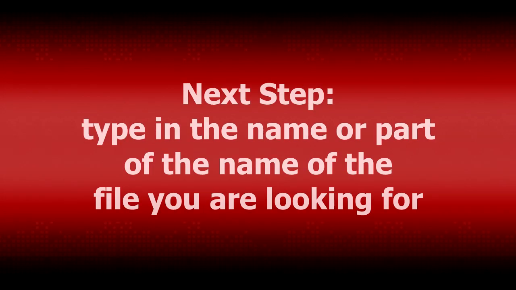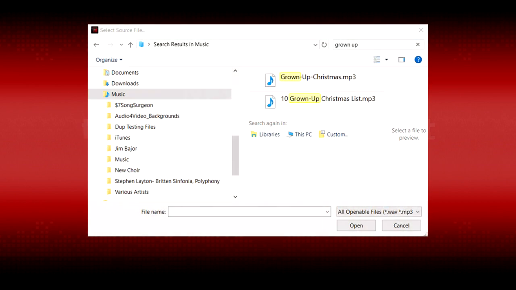Your next step is to type in the name or part of the name of the file you're looking for. In this example, I have typed in the words Grown Up, as in the song titled Grown Up Christmas List. As soon as I type this text, the Find option finds two files. I can then select one of these files and open it.